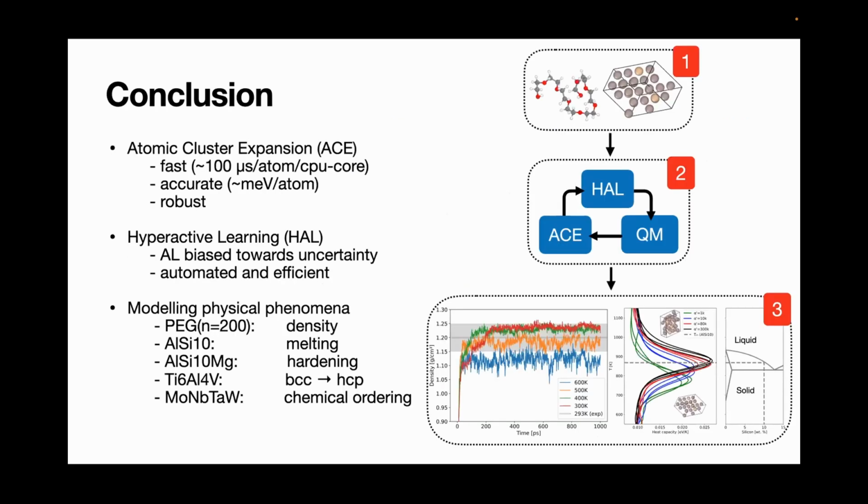So I think that's about it. Just to sum things up, what we're doing in our group is trying to go from the configuration, run the DFT, currently use HAL and ACE to create models quite quickly, and then of course go all the way and try to find results that agree with experiment. We use the atomic cloud expansion, which is fast, accurate, robust. We use hyperactive learning to bias against uncertainty, and we are starting to model physical phenomena, as we've seen today, with densities of polymers, melting, hardening, chemical ordering, and also solid phase transitions.